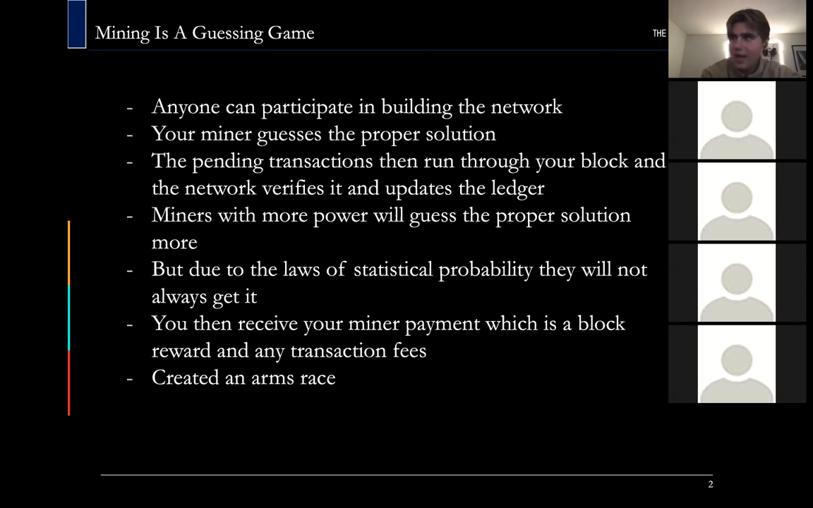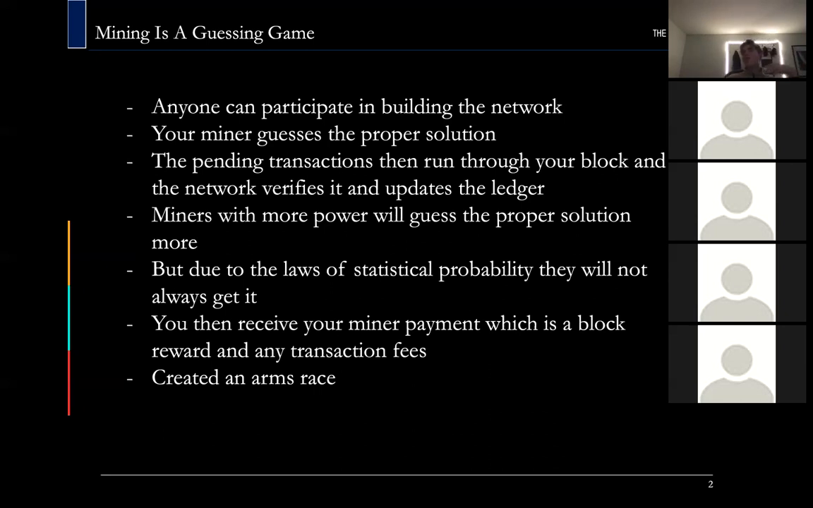As a miner, to talk about the hardware side of it, you guess a proper solution to a math problem. I'll get into this more in later slides. But once you prove this math problem is true, you then have control of a block, and the pending transactions run through your block, and the network verifies that all of these transactions go through it, and therefore it updates the ledger. That is a very simple way to put it and not very in depth, but I'll get more into that as we go.